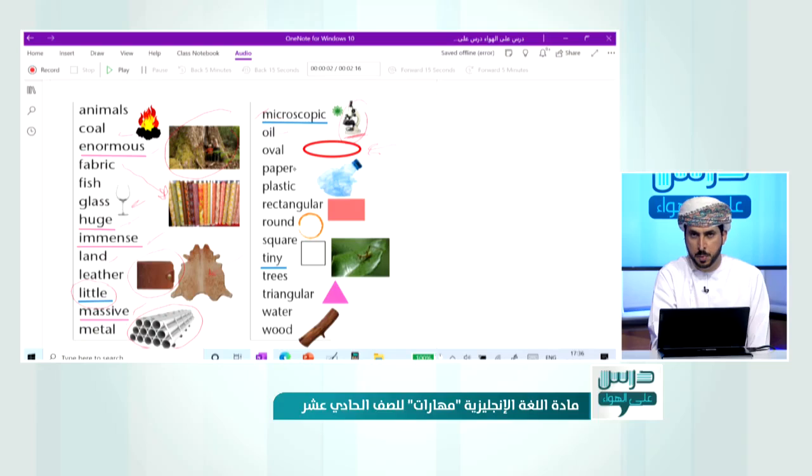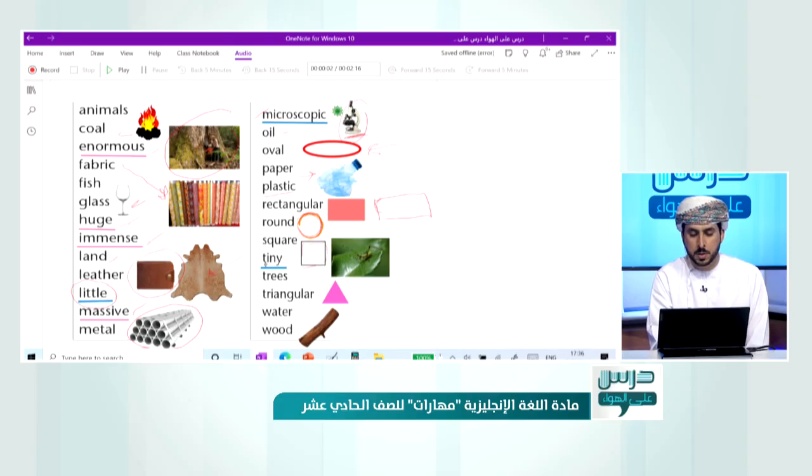We have also the word oval, and oval is a shape. It looks like an egg, the shape of an egg. Also we have paper. Now you have your books, and the books are made of paper. Also, we have the word plastic. This is plastic, a bottle or a bag. Also, we have another shape called rectangular. This shape is a rectangular shape. Also, we have round shape. Also, we have square. This is a square shape.